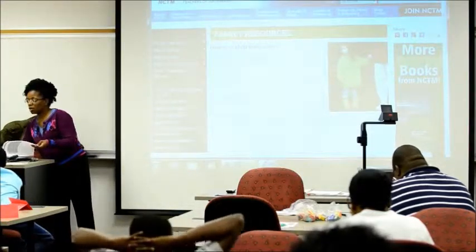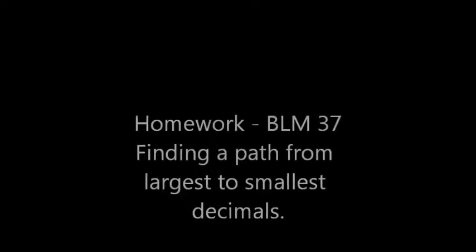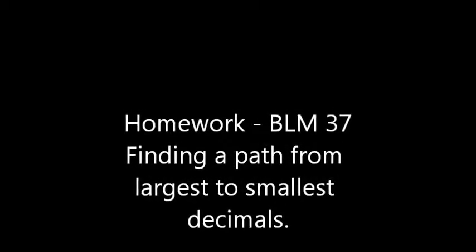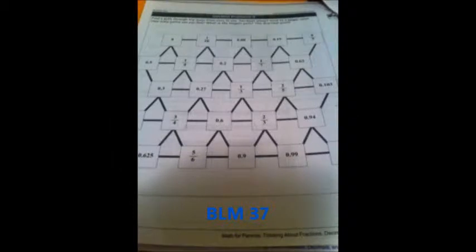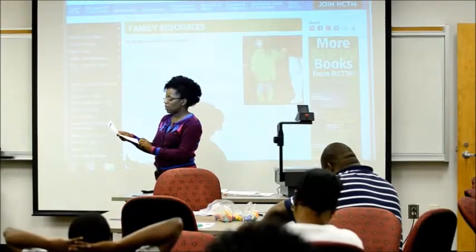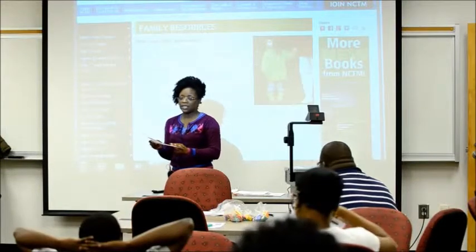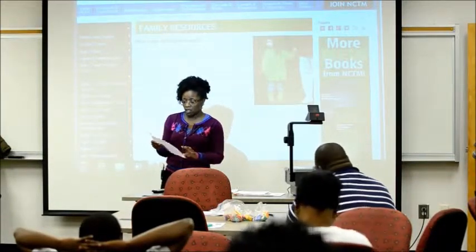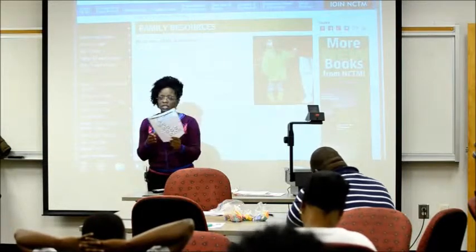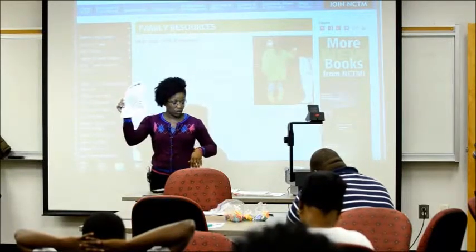All right, we had homework. Well, you had decimal problems. You were looking for paths. You were trying to go from 0 to 1, and you had to always move to a larger value. So we wanted to see how many paths could you find, which path was the longest, and which path was the shortest. So discuss at your tables. It was BLM 37. Take about 5 minutes to discuss at your tables, the ones you did last week.